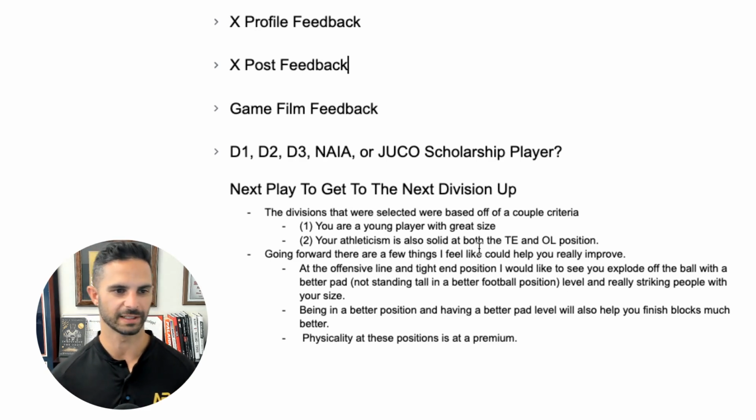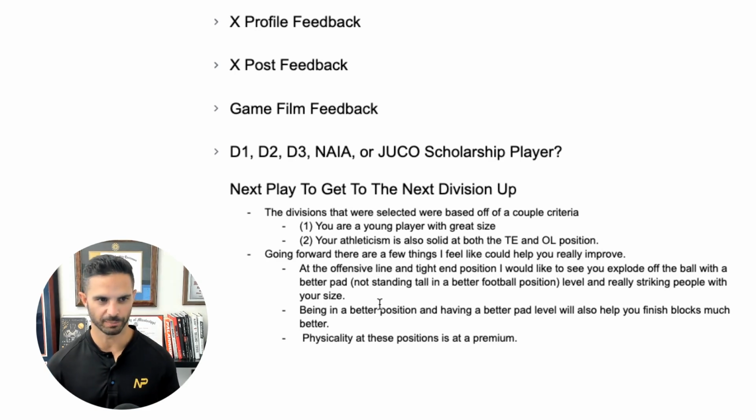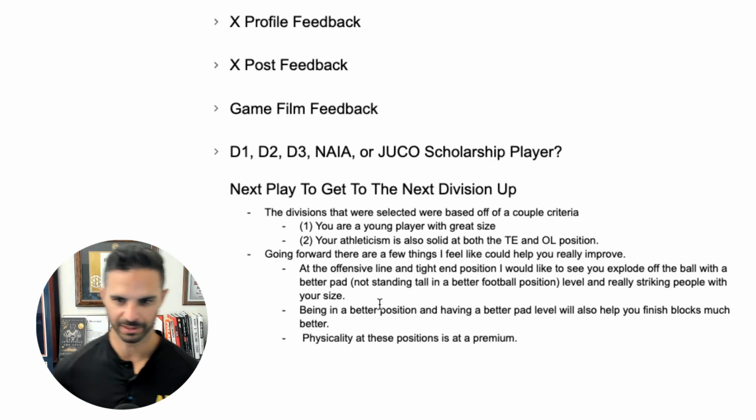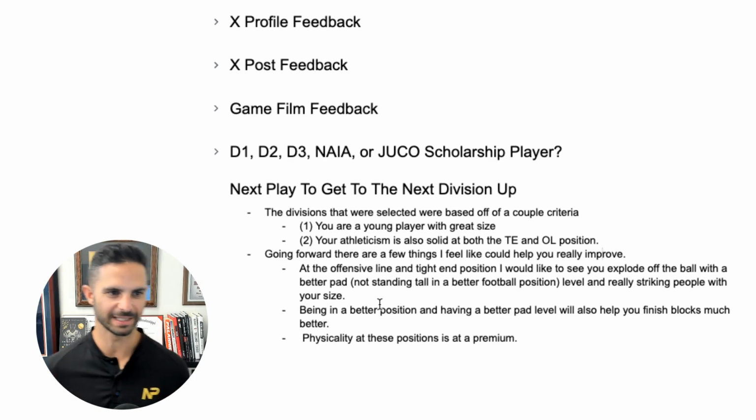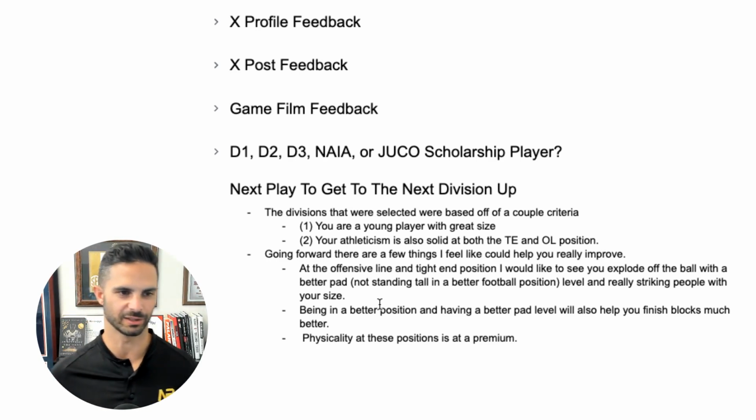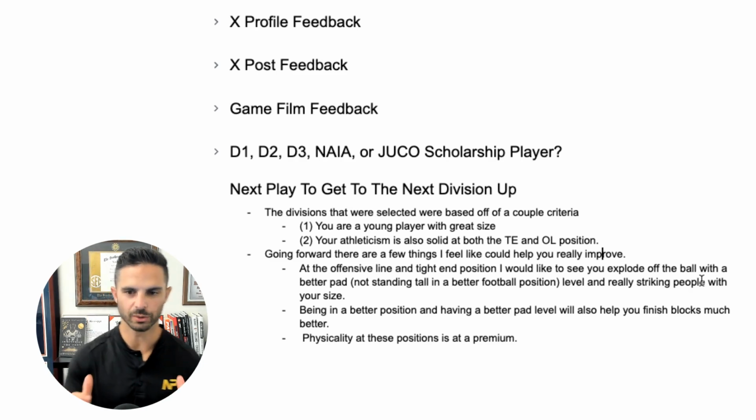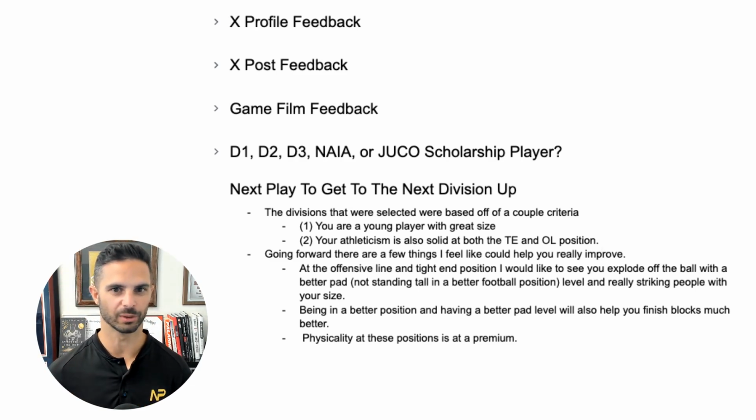So going forward, there are a few things I feel like could really help you improve. At the offensive line and tight end position, I'd like to see you explode off the ball with better pad level, right? So explode off the ball, lower, bend at your hips, right? Bend at your hips, not at your knees. Now it's kind of hard for me to do in this video, but I want to see you bend at your hips, not standing tall like this, right? That just won't work at the next level. You can get by with it in high school, but not at the college level, all right? And then really start striking people. We want to see you hit, and they should be going backwards, right? That's one thing that's really important.